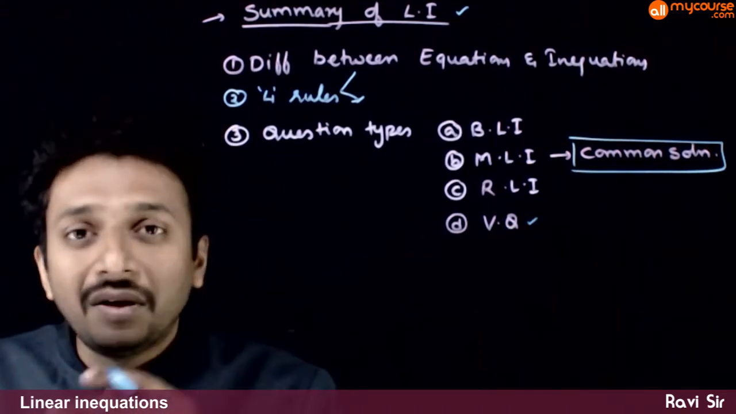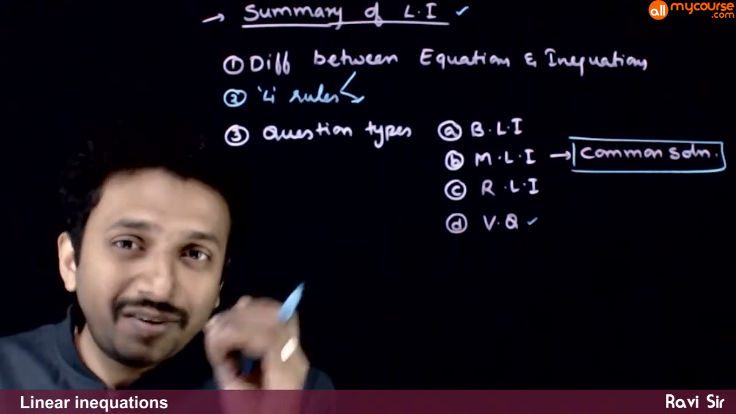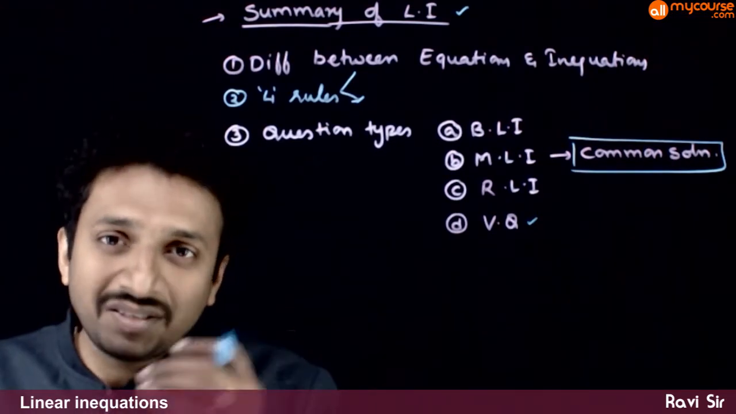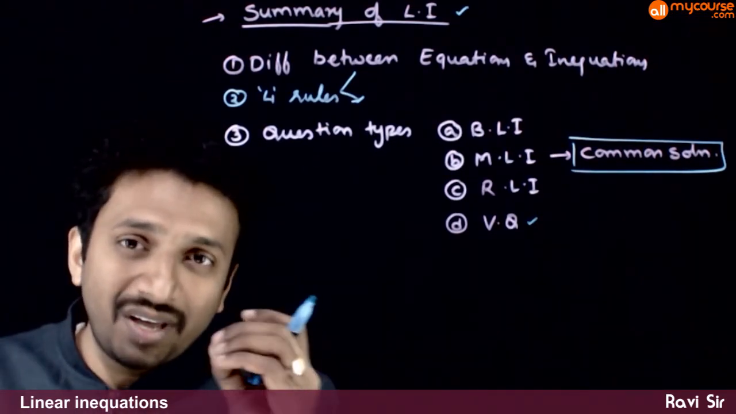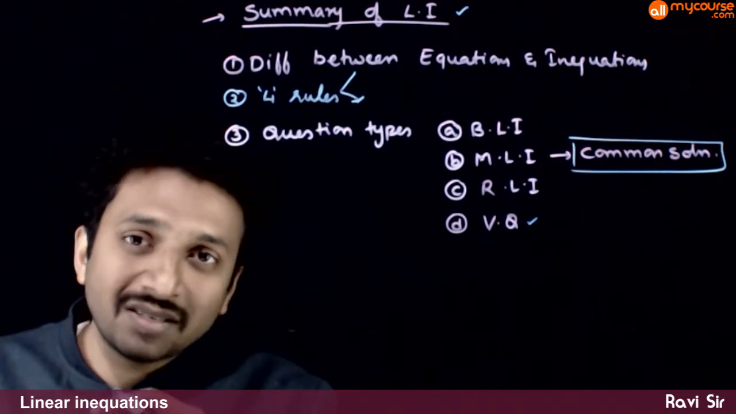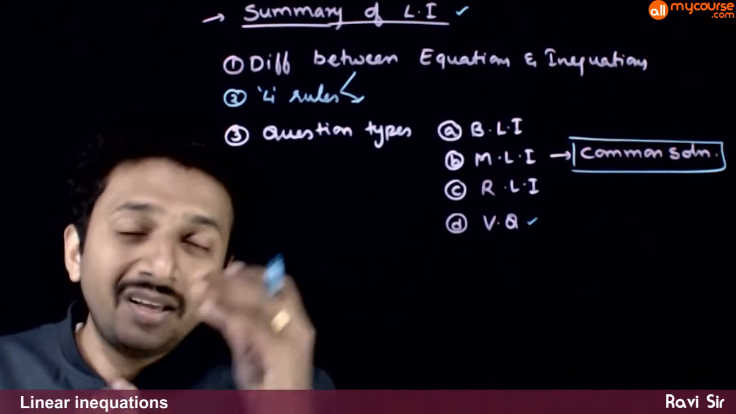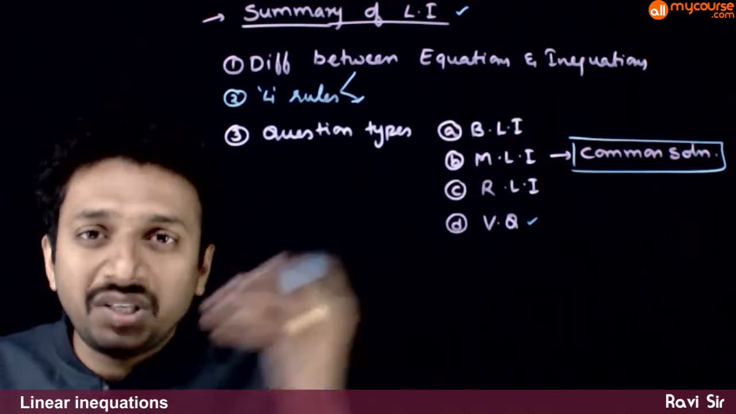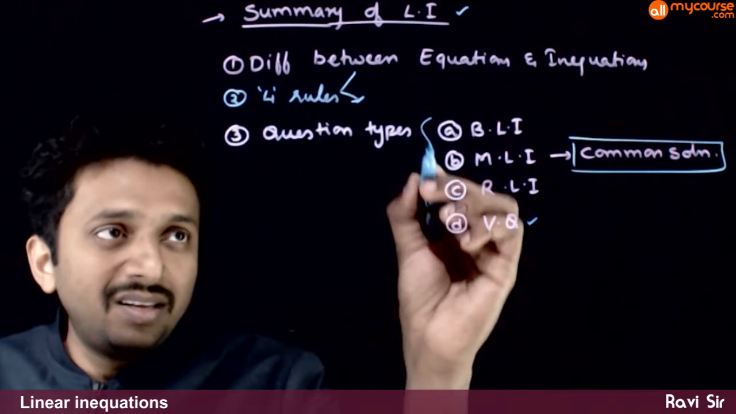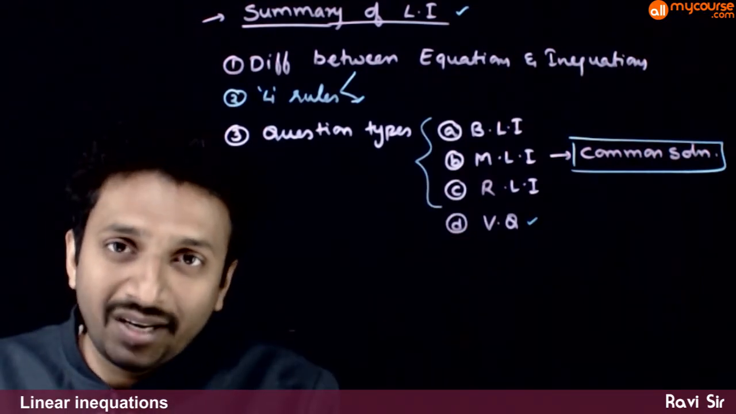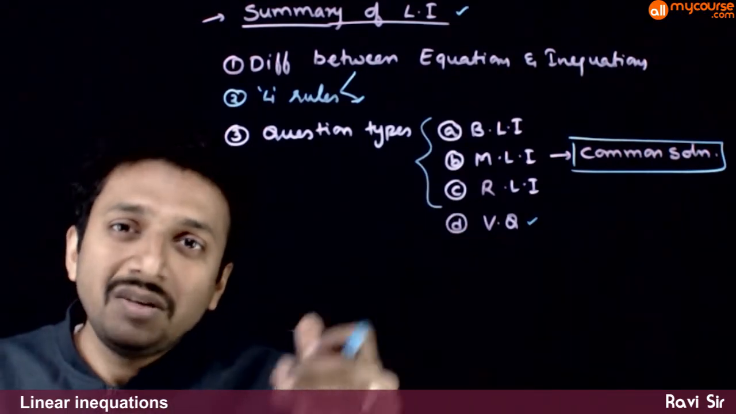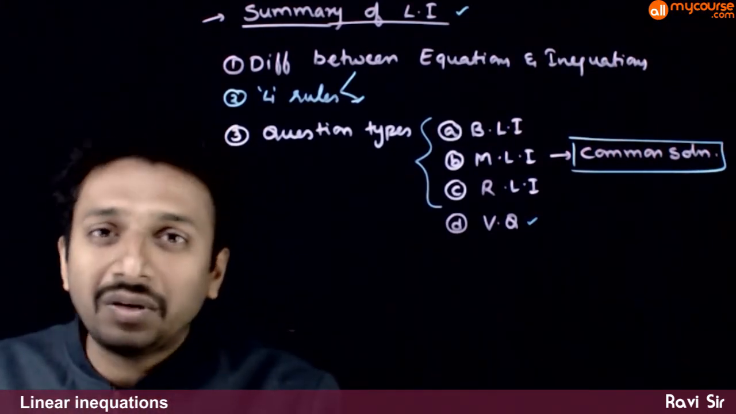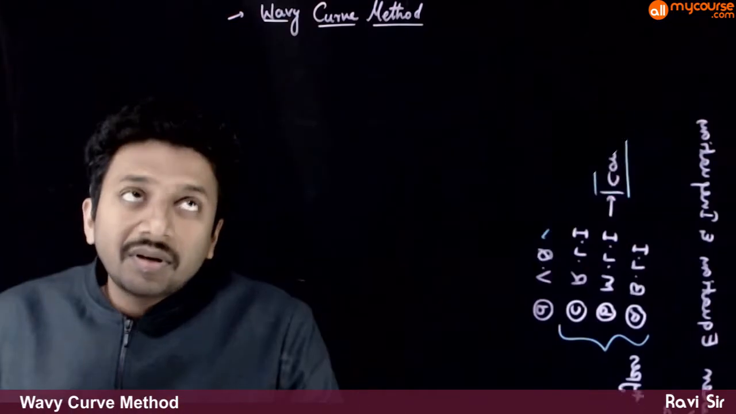And lastly, you have verbal questions where you need to assume a variable. The variable about which the question is asked, you have to assume it as x. Create equations according to the given situation and solve the inequations using one of these processes. So these are 3 processes in which you can solve linear inequations, and in verbal questions you need to create the linear inequation by yourself and then solve it. So that's about the chapter of linear inequations.